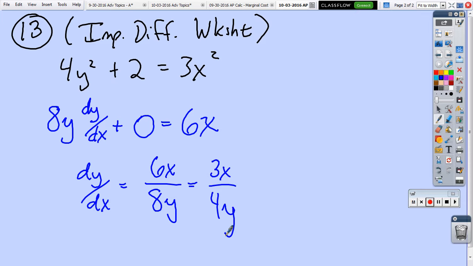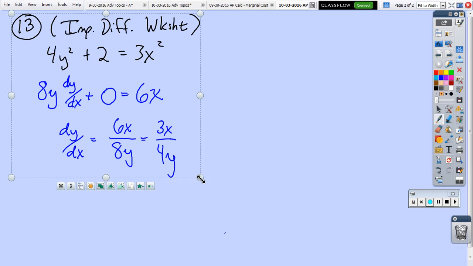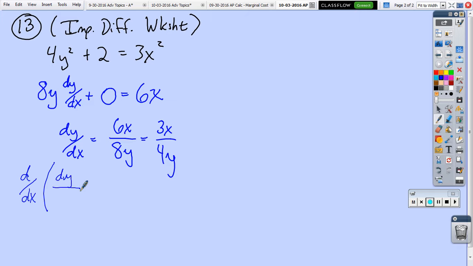Alrighty. So we got the first derivative. Now we're going to go on and find the second derivative. So let's go ahead and take the derivative of this. Let's take d dx of dy dx, which is equal to the derivative with respect to x of 3x over 4y.